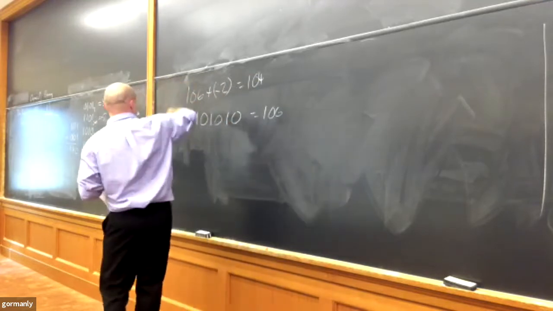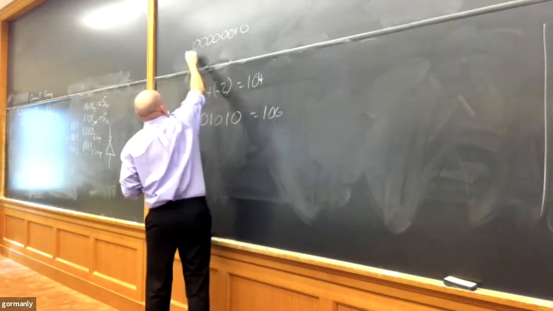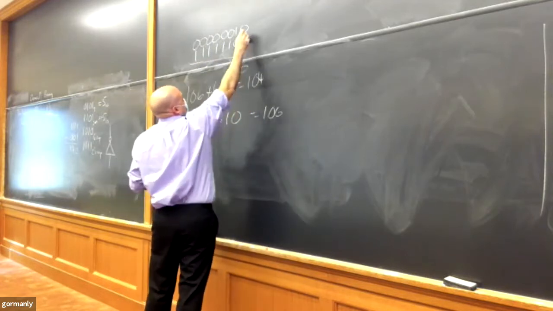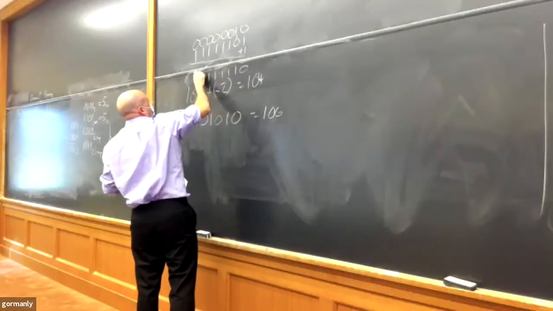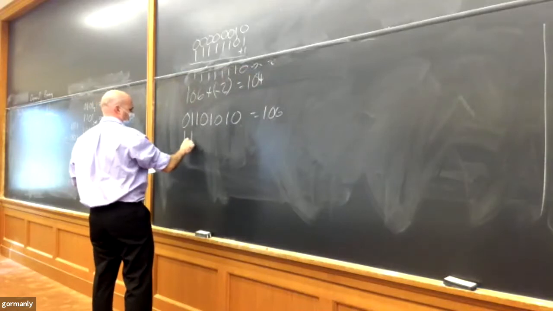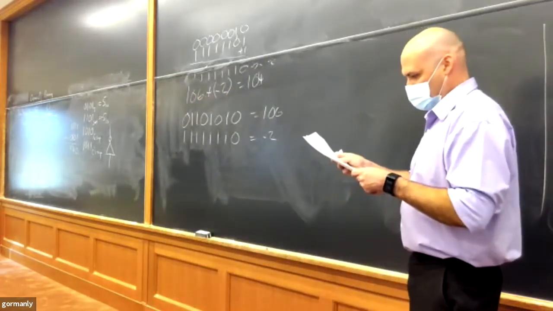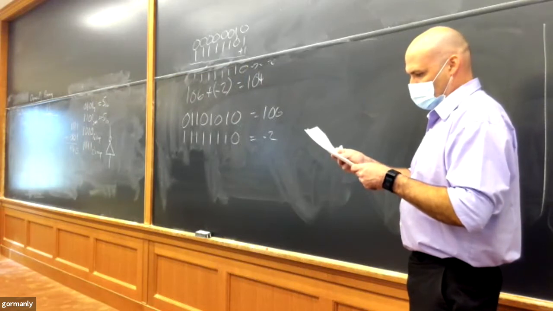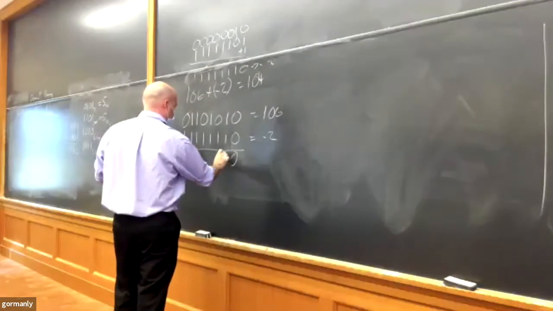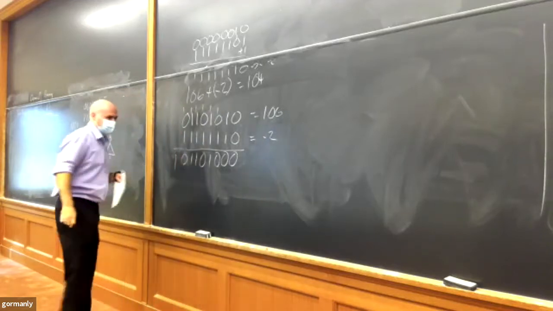The negative 2, so I don't mess up my math here, let's do a 2. I flip it. I add 1. This is negative 2 in 2's complement, right? So now I can bring that down here. All right. Now we just do the math. We end up with this.